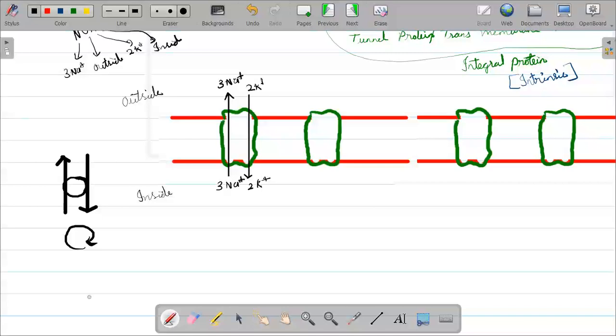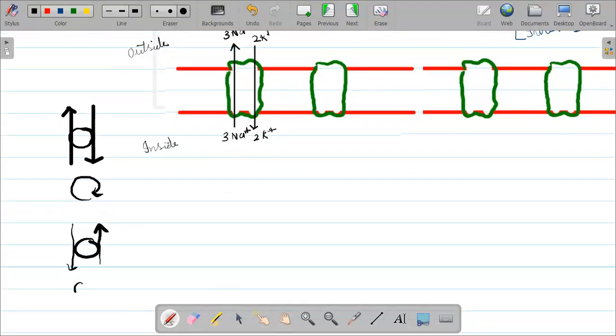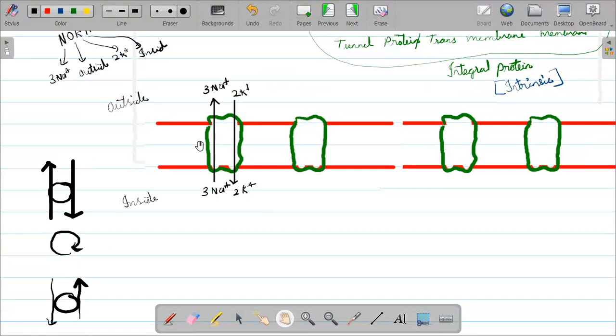One rolling movement will be created. At the same time, if I have a ball and one is coming like this, other is going like this, then this ball will rotate in this direction. Now tell me in which direction this protein will rotate? They rotate in this direction, right? Yes, sir. During this movement, what happens? ATP is utilized. ATP is completely utilized. That is, it is an energy driven process, right?